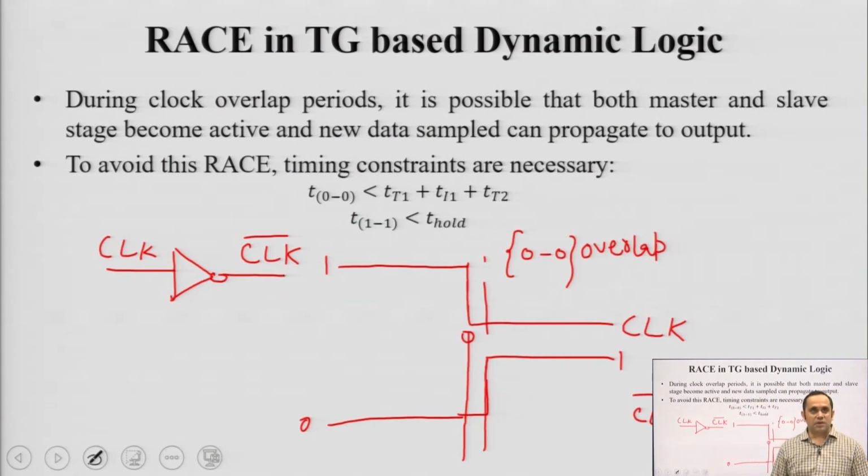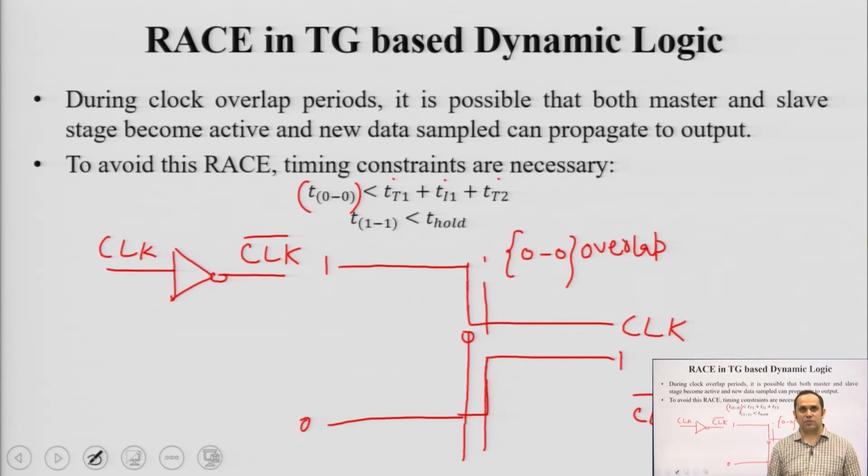Because of this race, certain constraints are necessary. If these constraints are satisfied, you can counter this overlap condition. Whenever there is 0-0 overlap, that time period should be less than the propagation delay of the first transmission gate plus the propagation delay of the first inverter and the propagation delay of the second transmission gate. If the sum of these 3 propagation delays is higher than the 0-0 overlap, then this problem of race will be avoided. Same for the 1-1 overlap, it should be less than the hold time.